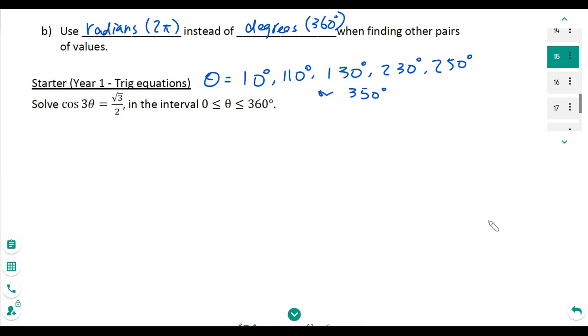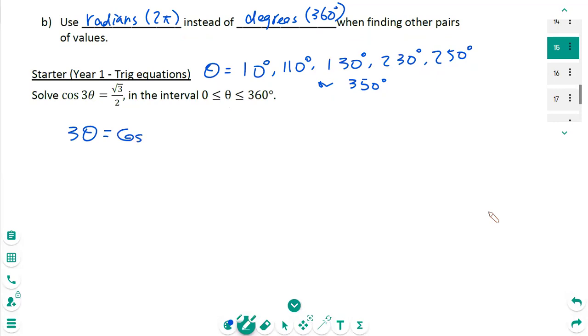Just a bit of a recap on the CAST diagram before moving on to the harder stuff. It's like a starter before we go into the main dish. So solve cos 3 theta equals root 3 over 2. The first thing we need to do is the inverse cos. So 3 theta equals inverse cos of root 3 over 2. Inverse cos is also known as arc cos, so if I just say arc cos, you know what I mean. You'll actually learn it in chapter 6. Arc cos, inverse cos, same thing. When you put inverse cos of root 3 over 2 in a calculator, you should get 30 degrees. So 3 theta equals 30 degrees.